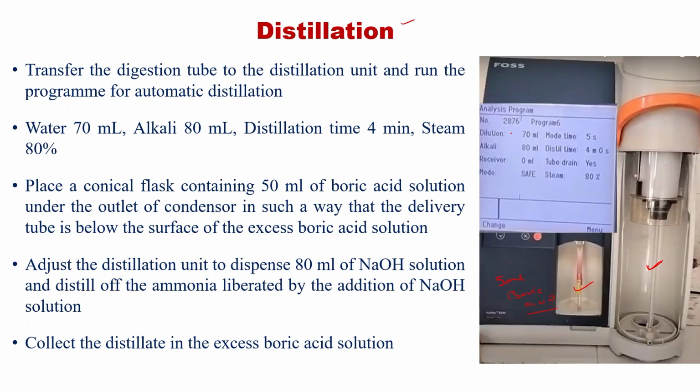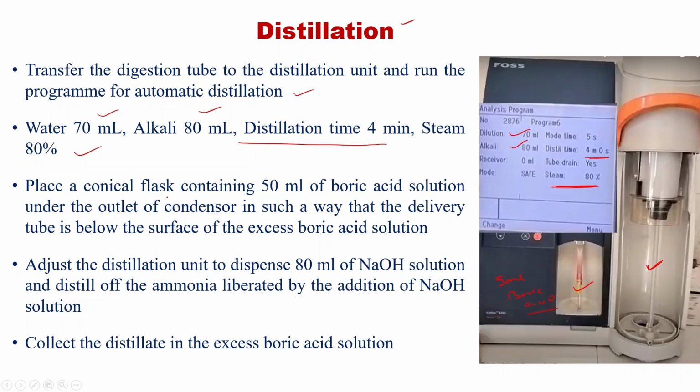One by one automatically, first 70 ml of water will come, and then 80 ml of alkali will come to release the ammonia. The distillation time is kept at 4 minutes, and the steam is 80%, which will facilitate the release of ammonia from the sample. Once the ammonium sulfate is formed, the ammonia is released from the ammonium hydroxide using 80% steam. Now transfer the digestion tube to the distillation unit and run the automatic distillation program.